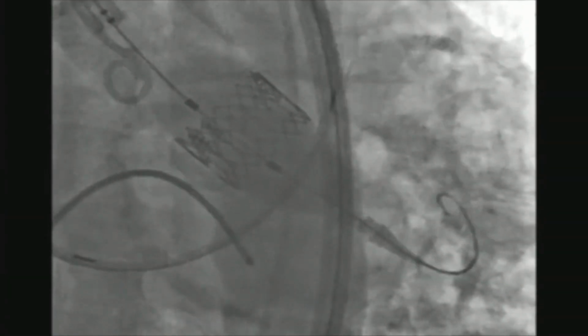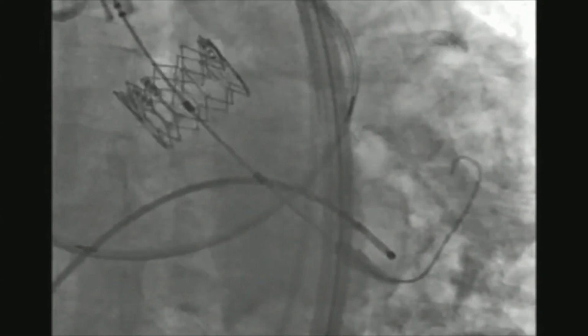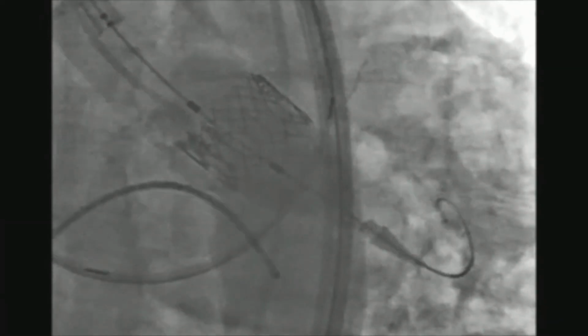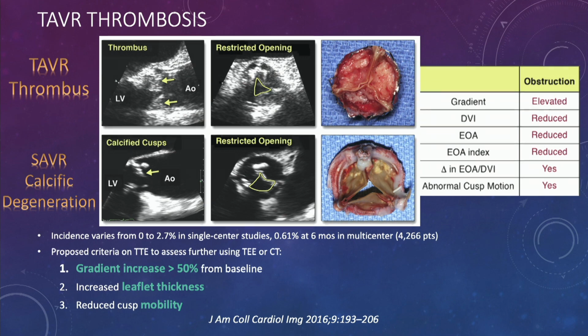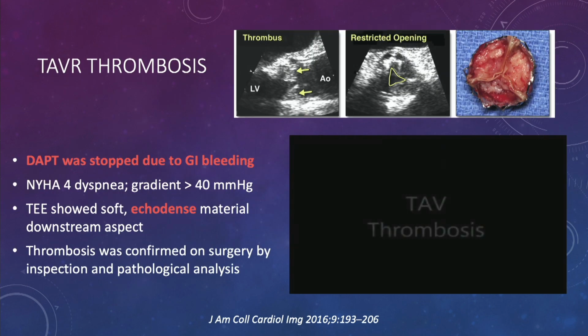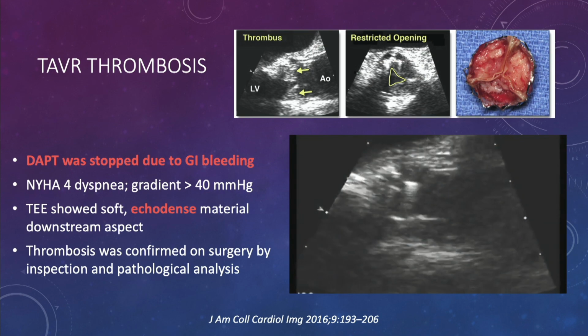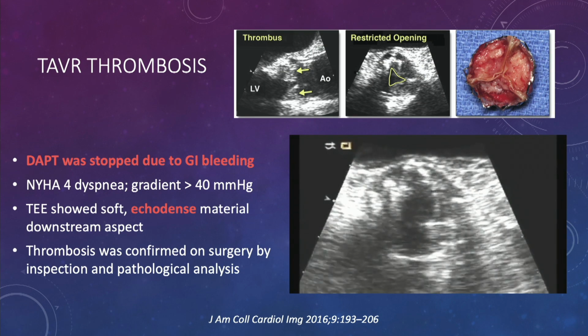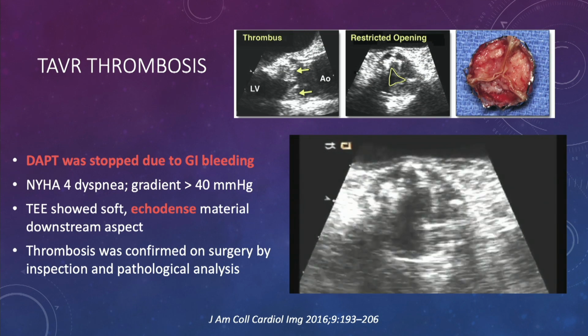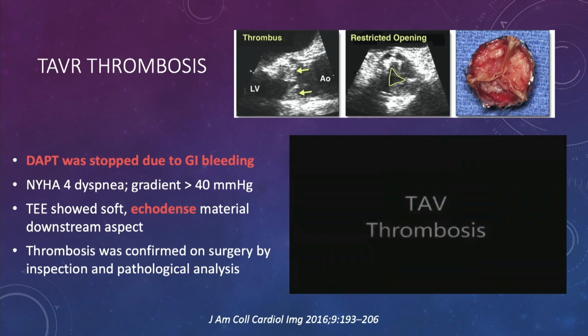This is an example of an Edwards valve that went in the opposite direction. It embolized into the descending aorta. Now coming to TAVR thrombosis, it occurs in about 3% of cases, and it should be suspected when there is more than 50% increase in the gradient from baseline, if there is increased leaflet thickness and decrease in the cusp mobility. Here is an example. This patient has thickened valves. You can appreciate that the mobility is reduced, and in this case, it was because of premature discontinuation of the dual antiplatelet therapy because the patient developed GI bleed.